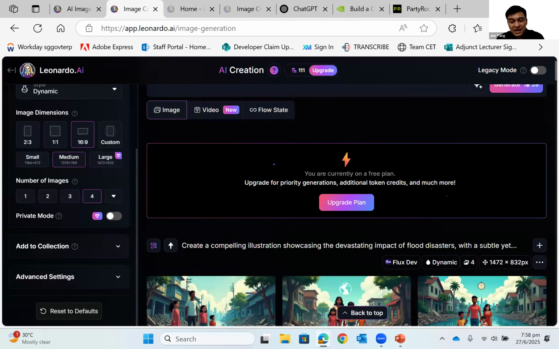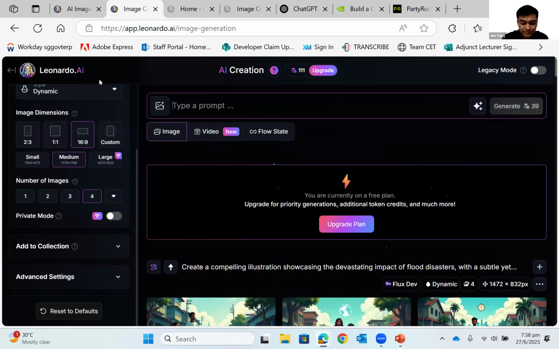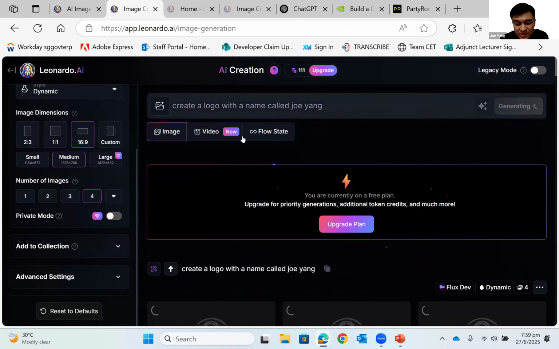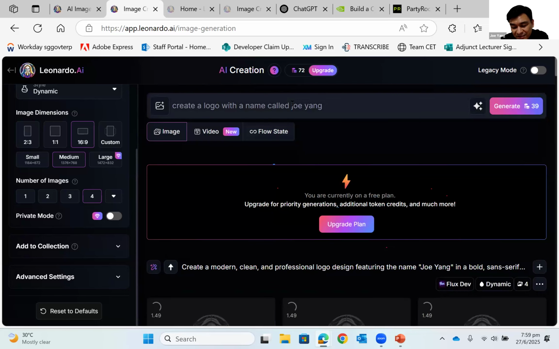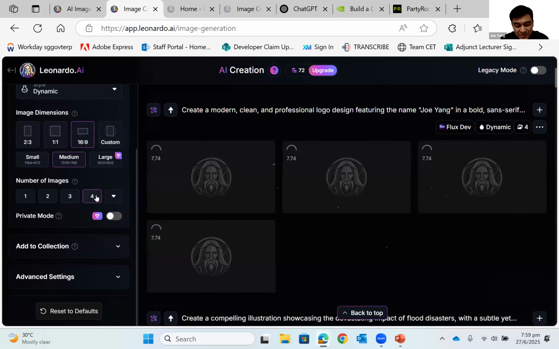Okay, how about a logo? Create a logo called Joe Young, a logo with the name. Okay, let me generate again. Basically, I want to test out the text in the AI. Again, they try hard for me. So I'm generating 4 images.